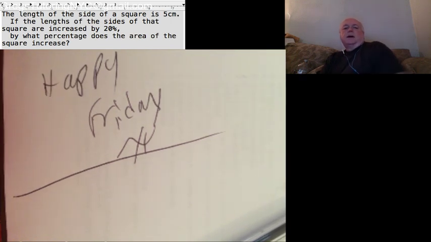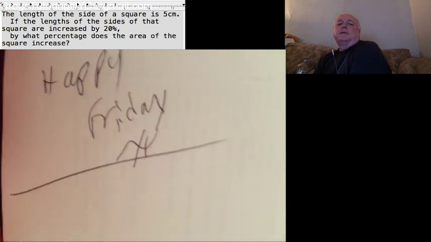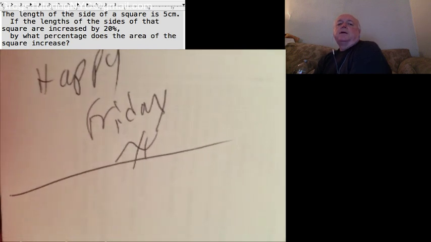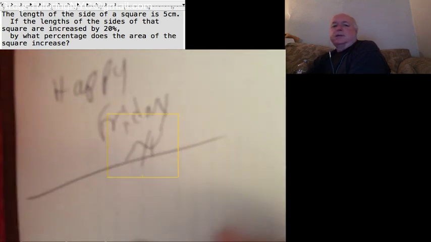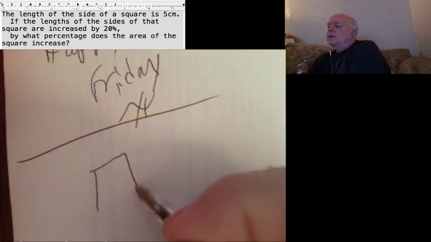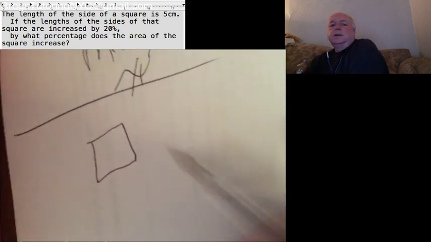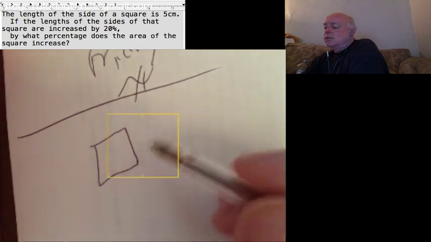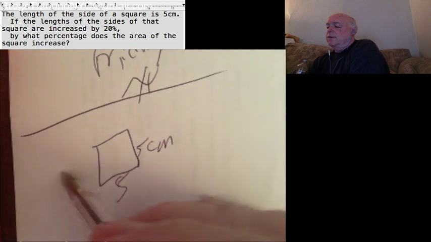Okay, so we have the length of the side of a square is 5 centimeters. The lengths of the sides of that square are increased by 20%. By what percent does the area of the square increase? So let's take it a sentence at a time. So we have a square. On a test like this, it's almost always worth writing it down instead of doing it in your head. The length of a side of a square is 5 centimeters, so that means this is 5, that's 5, that's 5.